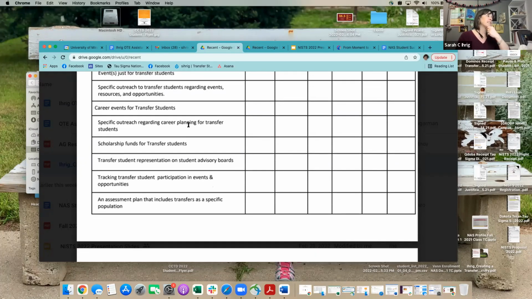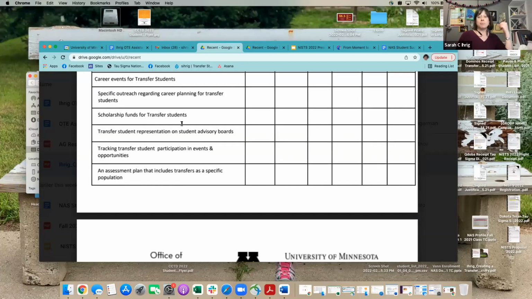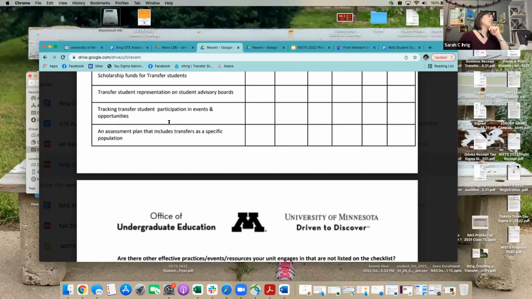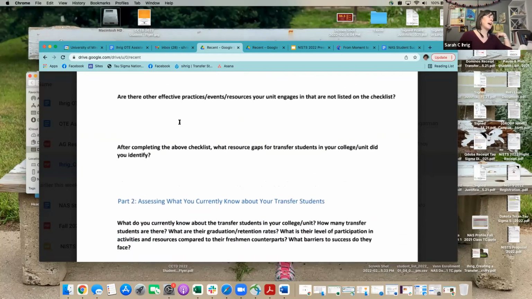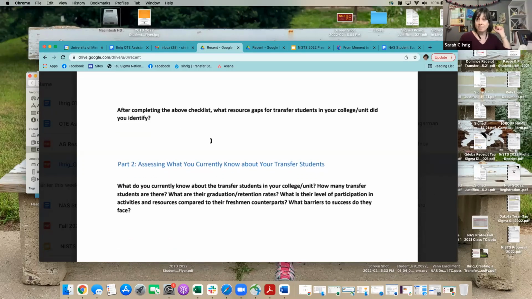Do we have career events and outreach regarding career planning for transfer students, right? Scholarship money for transfer students, always a hot button issue, right? Transfer student representation on advisory boards. And are they tracking transfer student participation in events? And do they have an assessment plan that includes transfers as a distinct or specific population? And then I asked them to think about whether there are other things their unit is doing regarding transfer that aren't on the list, and to think for a minute about what resource gaps they've identified.